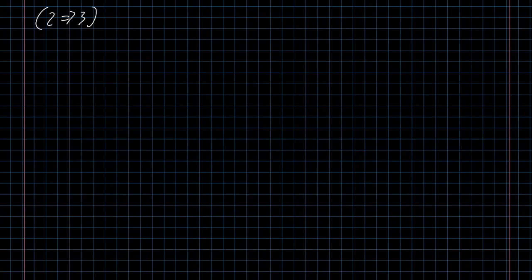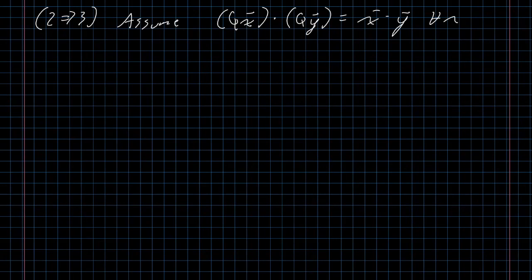This time we want to assume what we just proved in the last one. Assume that QX dot with QY is equal to X dot Y for every vector X and Y. Now, let's take the norm of QX.